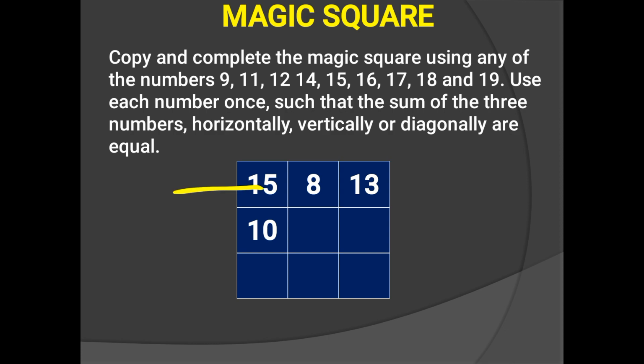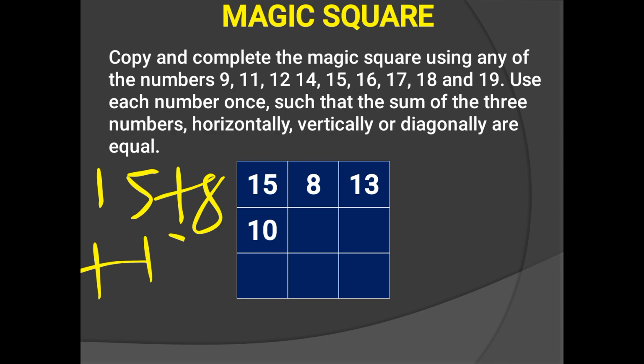Why? Because the first row has been filled for us. So how do we get the magic number? 15 plus 8 plus 13. Okay, 15 plus 8 plus 13. That's how to get the magic number. 15 plus 8 plus 13. That is this one here. That's how to get the magic number. You get it?